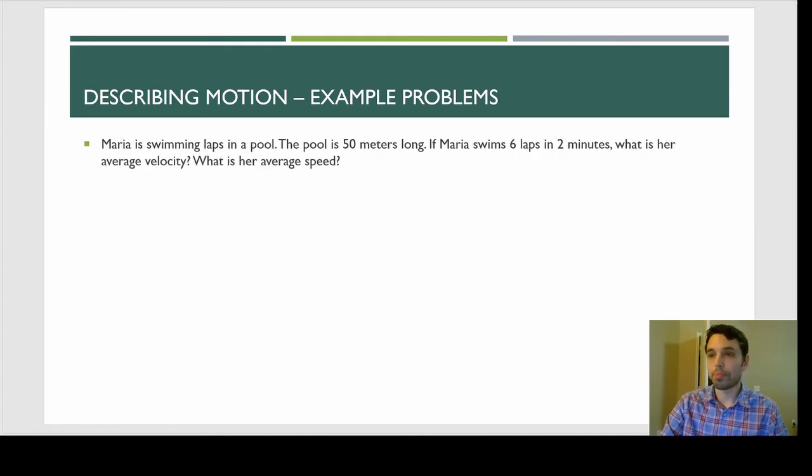Let's do another one. Maria is swimming laps in a pool. Okay. The pool is 50 meters long. Cool. Maria swims 6 laps in 2 minutes. That is really fast. What is her average velocity? What is her average speed?